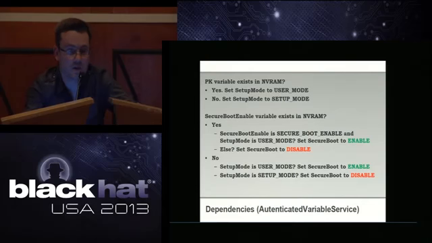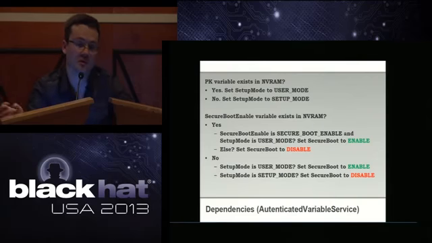So there are dependencies on those variables. For example, if the platform key doesn't exist, then the setup mode is set to setup mode. Otherwise, it's set to user mode. If the Secure Boot enable variable exists in NVRAM, and if the value is Secure Boot enable and the setup mode is in user mode, then the global Secure Boot is enabled. Otherwise, it's disabled. If the Secure Boot enable variable doesn't exist, then it only depends on setup mode. So if setup mode is in user mode, then we enable Secure Boot in the UEFI firmware.